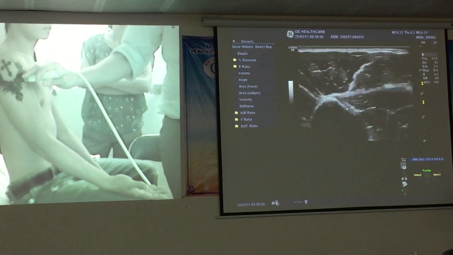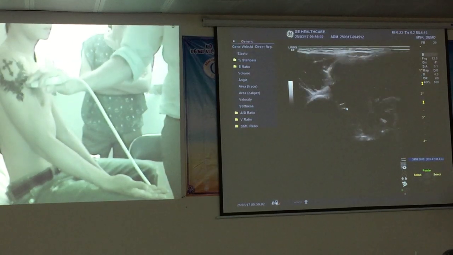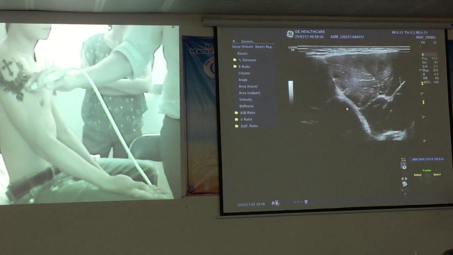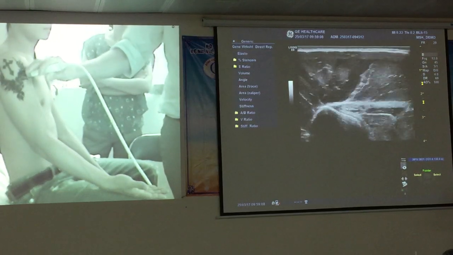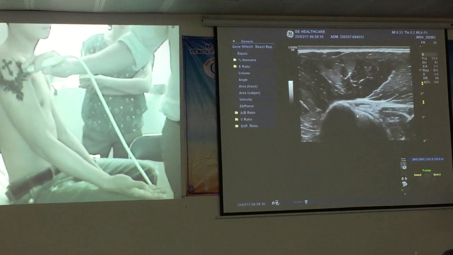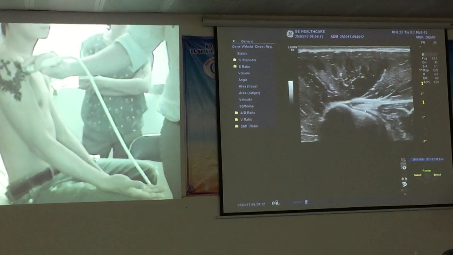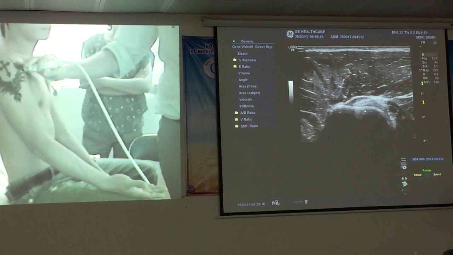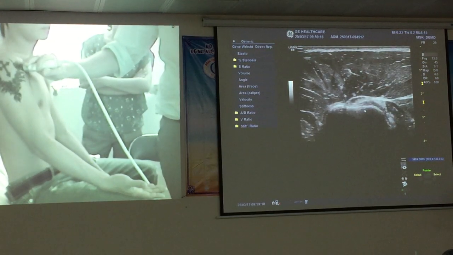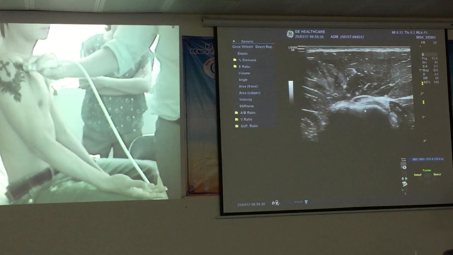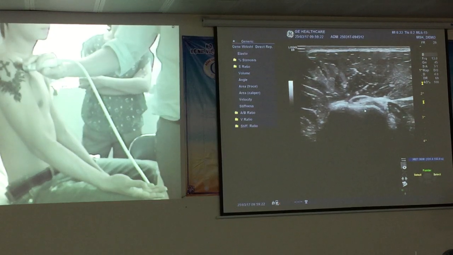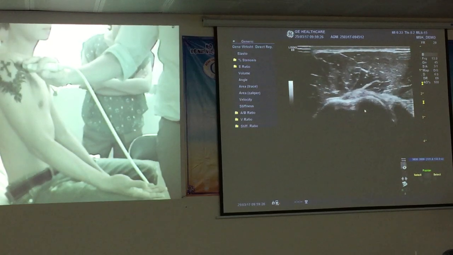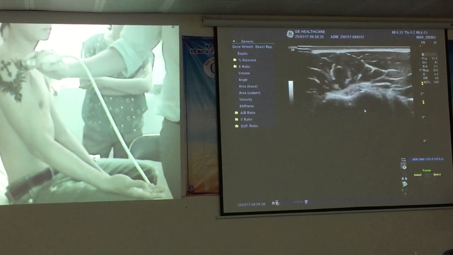So once we get down past there, we're generally into muscle. So in this area here, it's very common to see some fluids in the long head of biceps, because this area is joined up to the joint in a large percentage of patients.